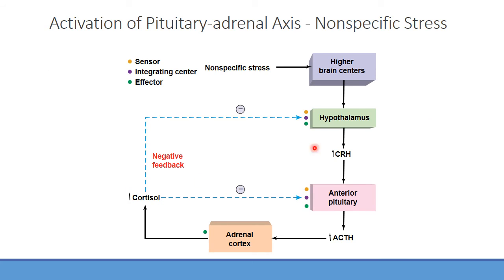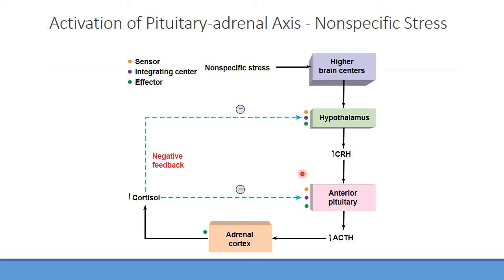So looking at the actual process here, if you have just non-specific stress, the hypothalamus releases CRH, the anterior pituitary is going to release ACTH, and then that will stimulate the adrenal cortex. Cortisol levels are going to go up, and that typically will end up shutting down further production of these steroids.